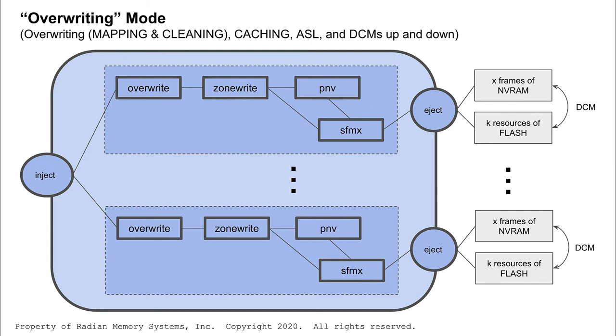Next, by adding the zonewrite and PNV services, we add caching or write buffering and use of DCM on top of the basic non-overwriting layer that SFMX provides. This provides a non-overwriting layer with write buffering and optional DCM. Finally, in front of zonewrite, we add the overwrite service, providing an overwritable address space with support for cleaning or garbage collection. And now, in this scenario, if we are using a Radian device, DCMs would be used both for writes and for copies.